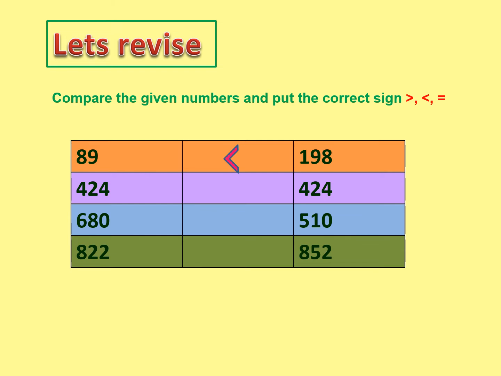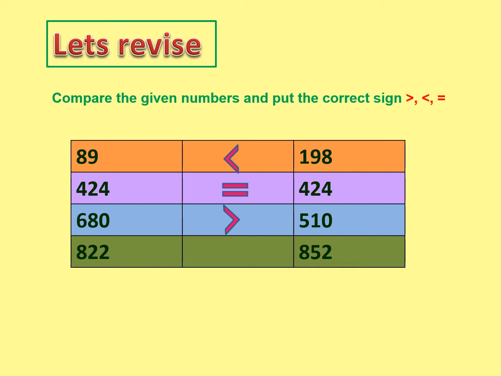Next example, 424 and 424. These are the same numbers, so we will use equal to sign. Next, 680 and 510. Let's compare the digit in hundreds place, 6 and 5. 6 is greater than 5. Therefore, 680 is greater than 510.